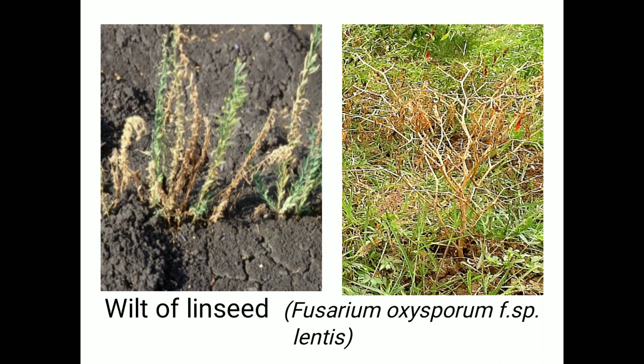If the infection is severe, we have to do soil drenching with carbendazim 0.2% at intervals of 15 to 20 days. Or we do seed treatment with thiram at a rate of 0.3% or carbendazim at a rate of 0.2%. So these are the important diseases of lentil, rust and wilt.